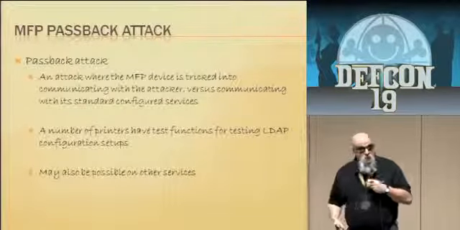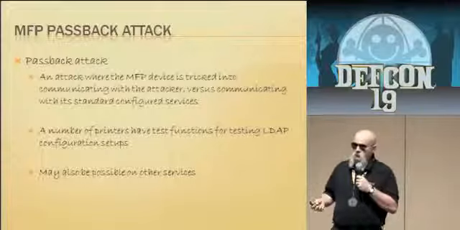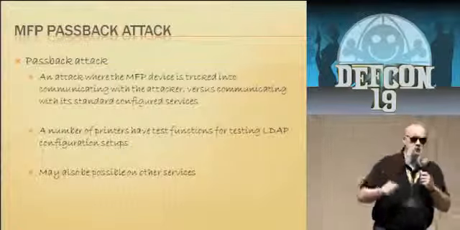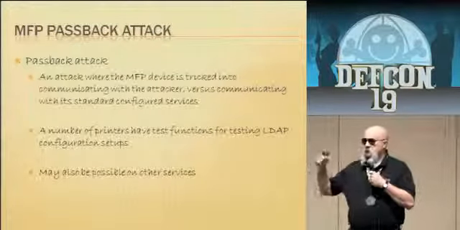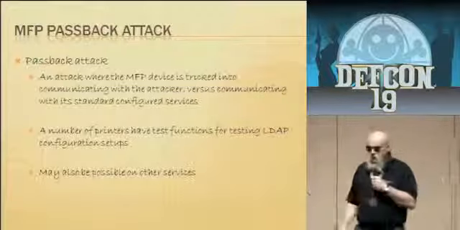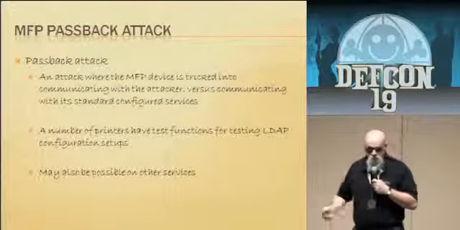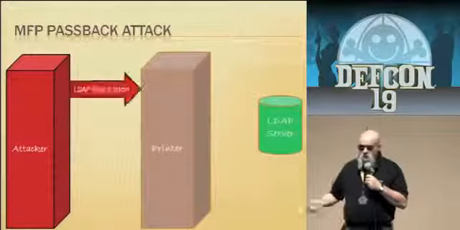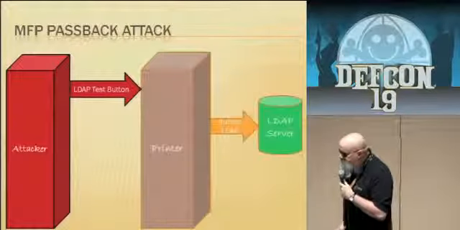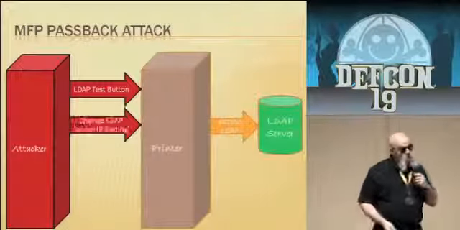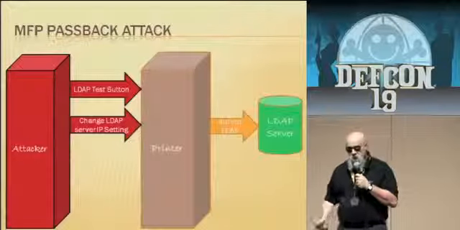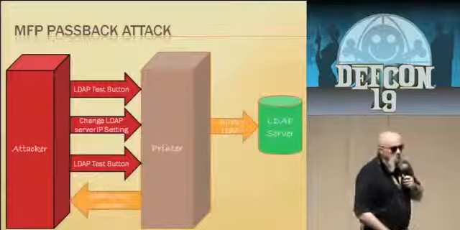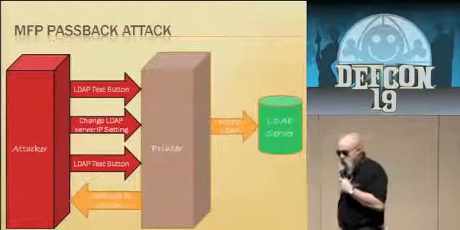A number of printers we found have a test function on them. If you go to the LDAP configurations on certain printers, you can hit a test button and it will test the actual authentication of LDAP to the configured LDAP server. And there are some other services that do this also. The gist of this attack starts out with the attacker hitting the test button on the printer, which authenticates to the LDAP server. The attacker changes the LDAP IP address, hits the test button, and the printer nicely authenticates to the attacker, giving us the ability to capture all the authentication data.